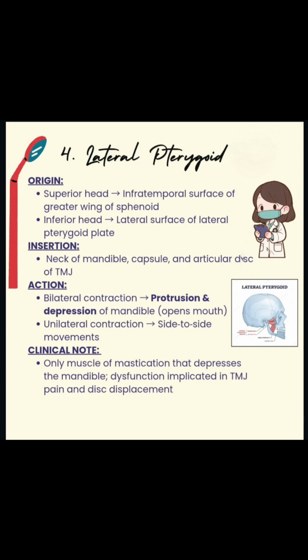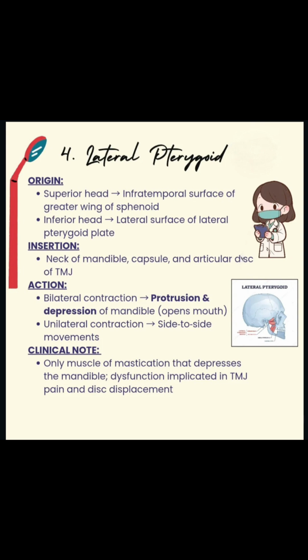Now, let's come to the lateral pterygoid. It helps us to open the mouth. It is short and conical and has two heads, the upper head and the lower head. The upper head originates from the infratemporal surface and crest of the greater wing of the sphenoid. The lower head originates from the lateral surface of the lateral pterygoid plate.